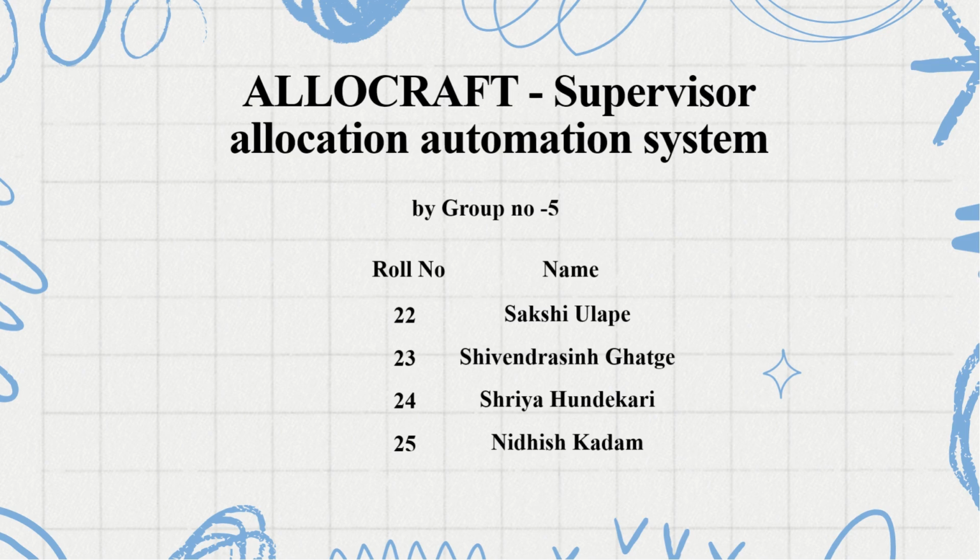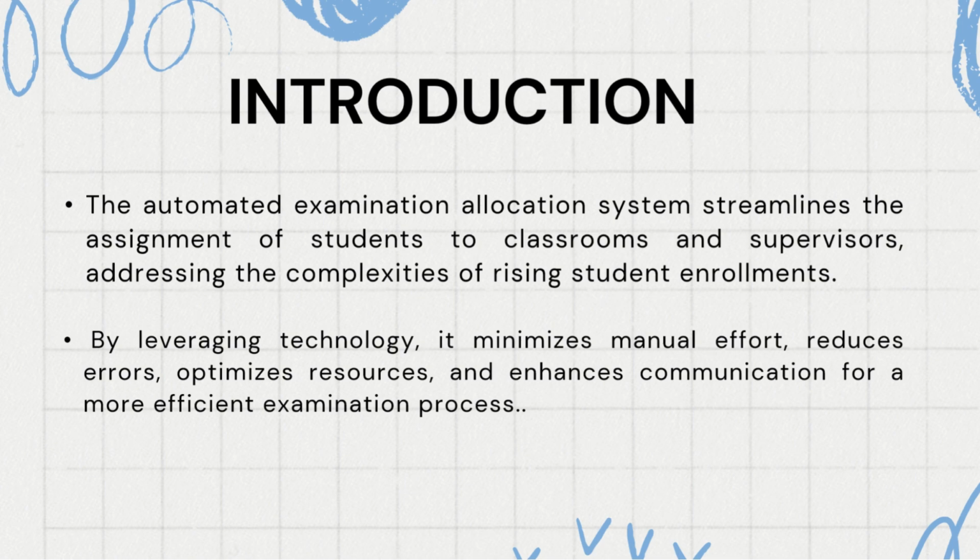Today we are presenting our final year project presentation on Allocraft Supervisor Allocation Automated System. Here is an introduction. The automated examination allocation system streamlines the assignment of students to classrooms and a supervisor by addressing the complexities of managing students' enrollment. By leveraging the technology, it minimizes the manual efforts, reduces the errors, and enhances the communication for a more efficient examination process.